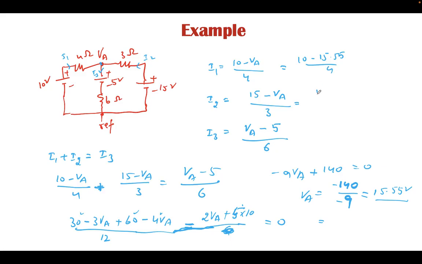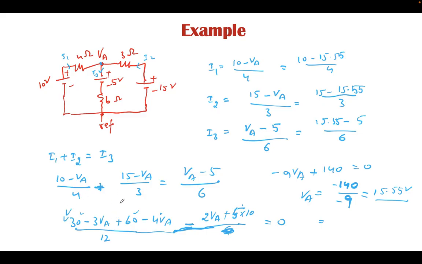Knowing the value of VA, we can calculate I1, that will be (10 minus 15.55) divided by 4. Then I2 will be equal to (15 minus 15.55) divided by 3. Then I3 will be (VA minus 5), that is (15.55 minus 5) divided by 6. Here I1 comes to be negative. We can cross check these values.